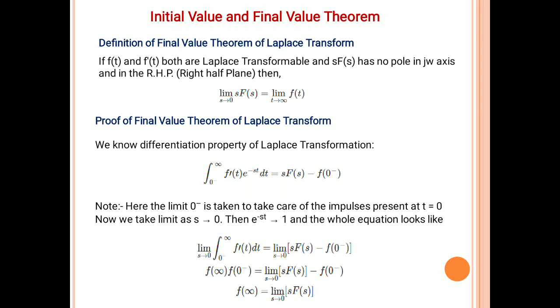Now f(infinity) - f(0-) = limit as s tends to 0 of sF(s) - f(0-). Now f(infinity) = limit as s tends to 0 of sF(s). So the final value theorem is proved.